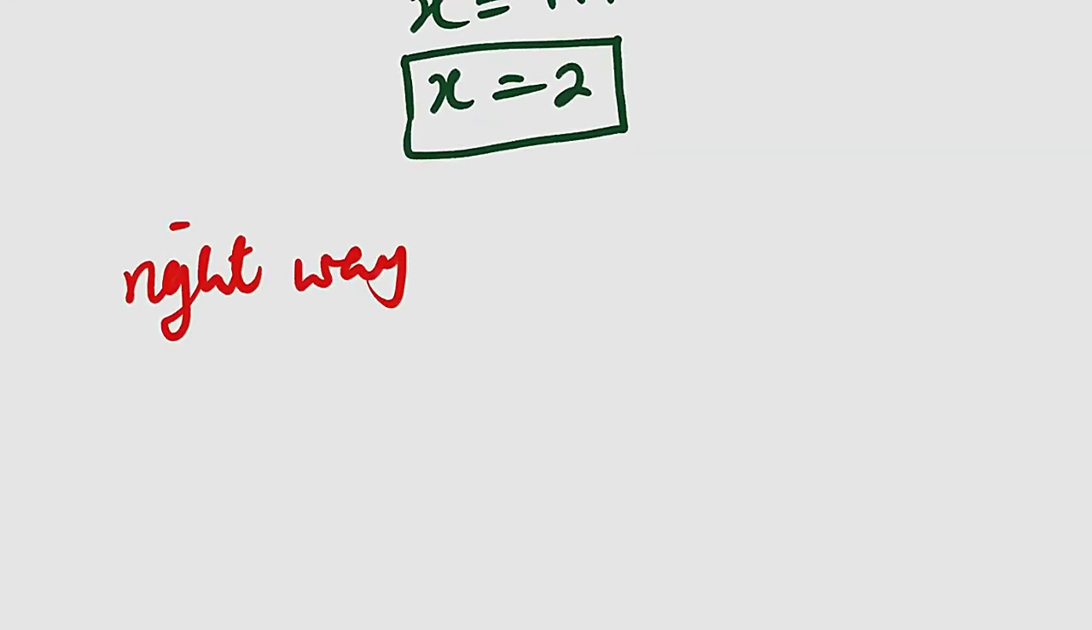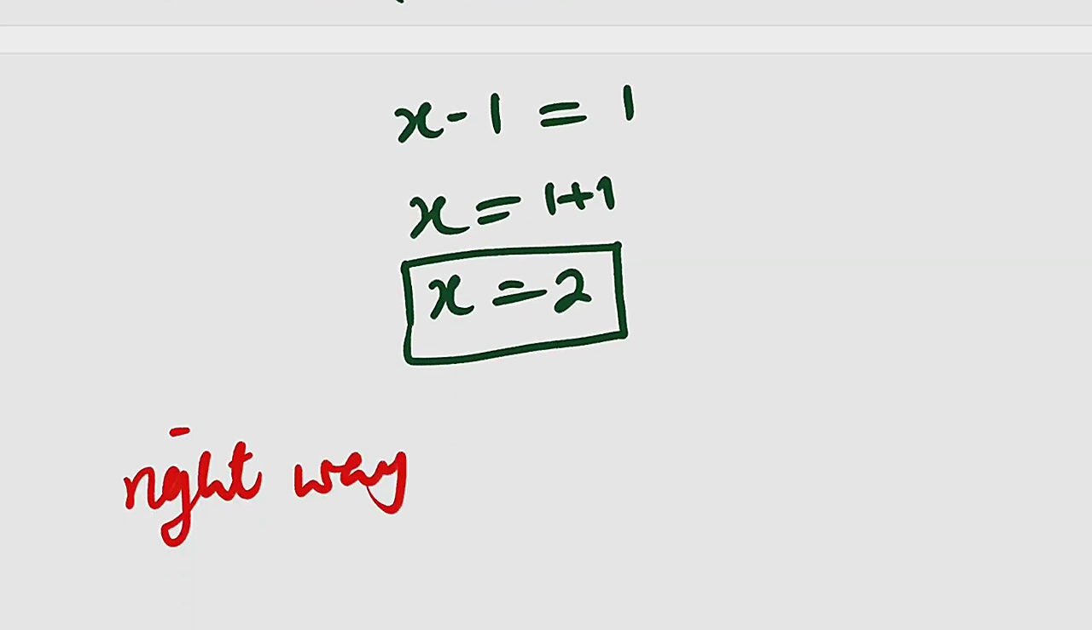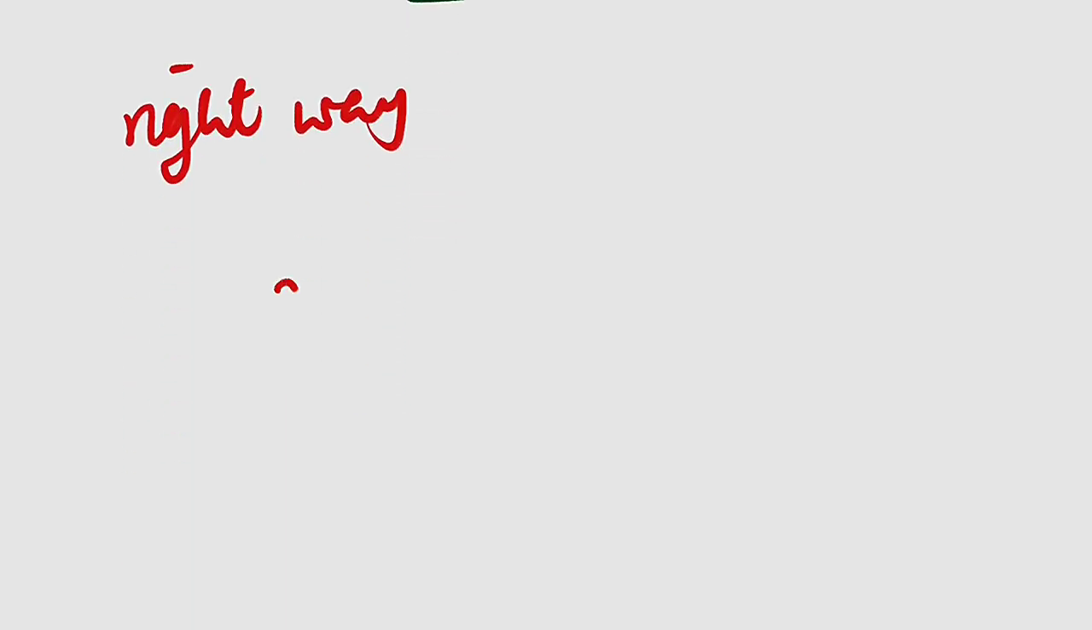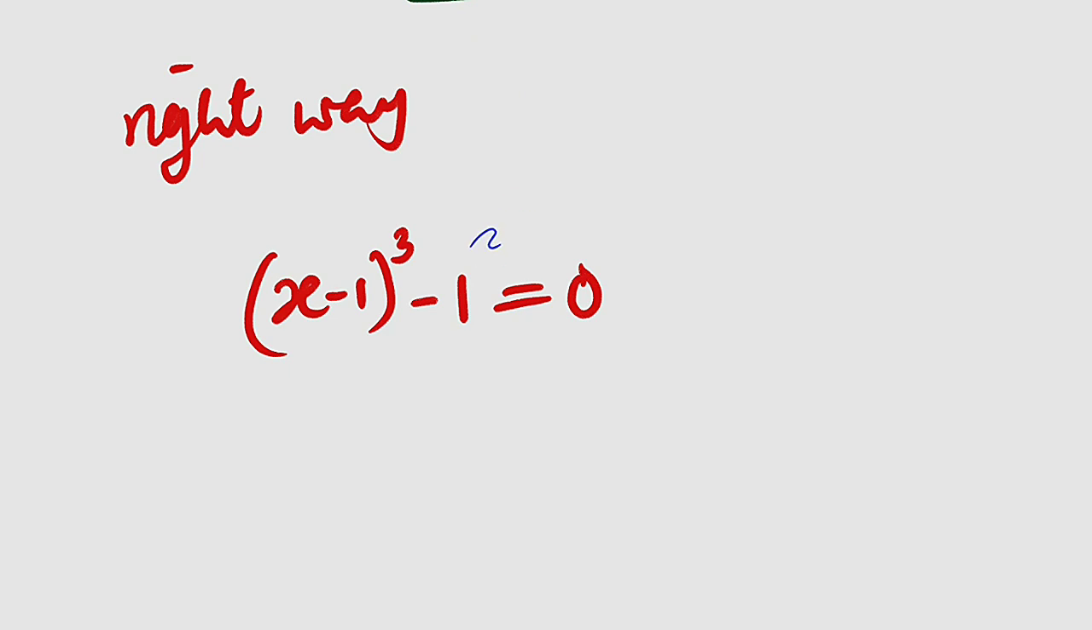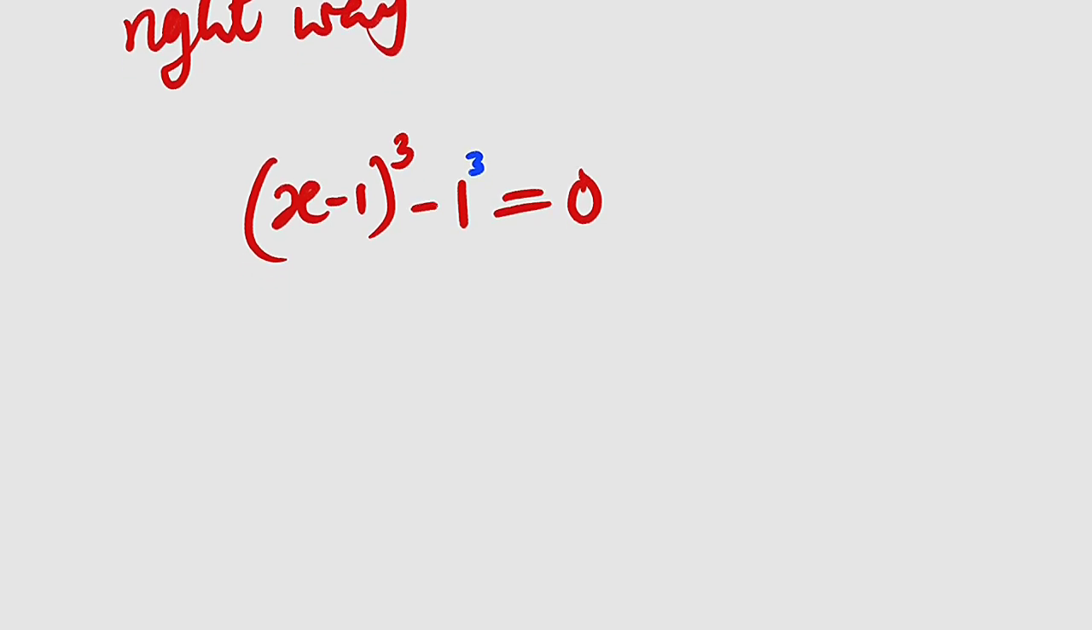The right way to solve this problem is to bring all terms to the left hand side. To the left hand side already we have (x - 1) to the third power. As 1 crosses over, it becomes negative 1, and this is equal to 0. And you know that 1 is the same thing as 1 to the third power, so you can naturally attach 3 here. And this is now a difference of 2 cubes. And how can we simplify a difference of 2 cubes?